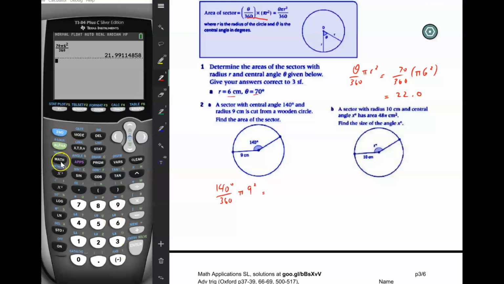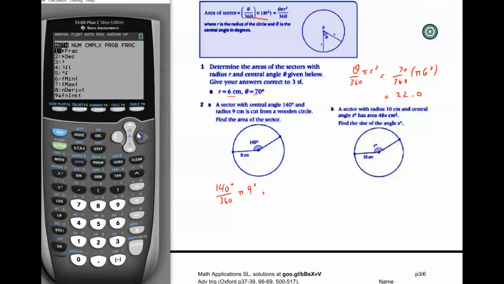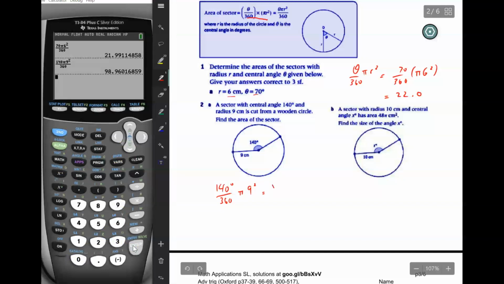So we're going to have, I'll do the vertical fraction again, 140 times pi times 9 squared on top, and on the bottom, we're going to have 360. And the answer is 98.96. Okay, if we wanted to do 3 significant figures, it would be 99.0, right? Because the 9 would round up to 0.